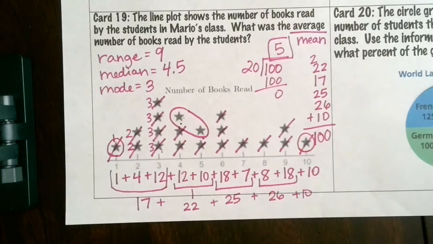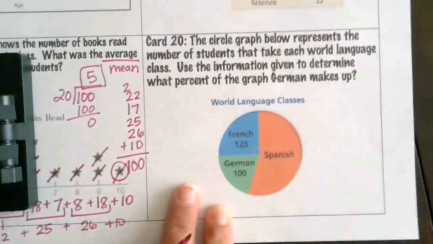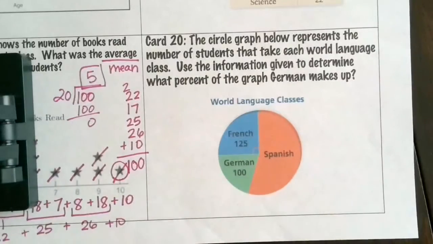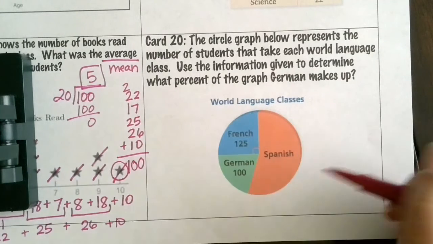Okay, and then let's do a circle graph. We'll do this one right here. Let me adjust a little bit. All right, the circle graph below represents the number of students that take each world language class. Use the information given to determine what % of the graph German makes up. I'm not going to do that part. I'm going to show you some other things that come up with circle graphs.